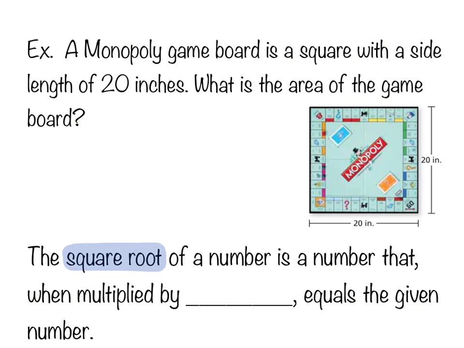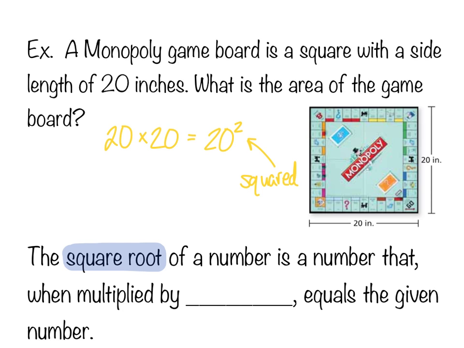All right, this next example says a Monopoly game board is a square with a side length of 20 inches. What is the area of the game board? Well, obviously it's a square, which is a rectangle still, but we do length times width. But in a square, the length and the width are the same. So doing 20 times 20 is the same as doing 20 squared. Which is, by the way, why we use the abbreviation squared in the first place, because we're finding the area of a square with a side length of 20.